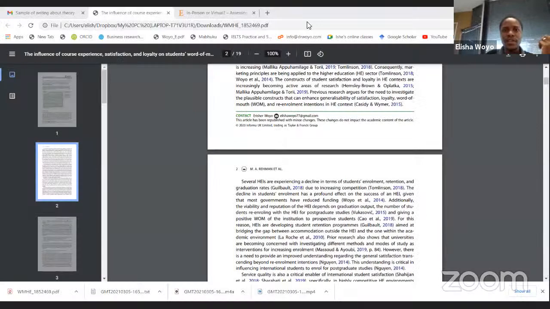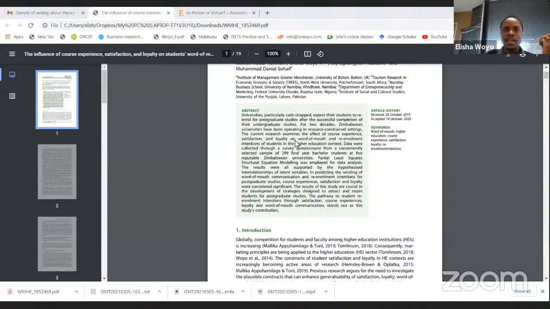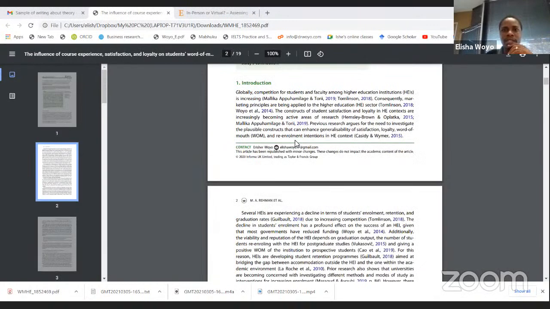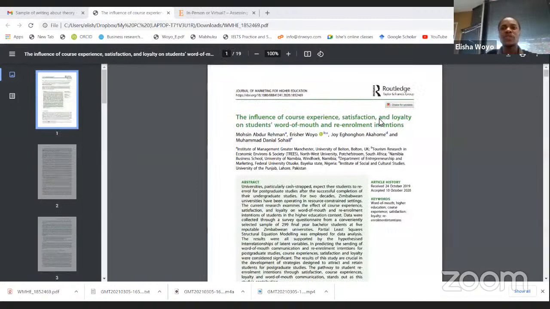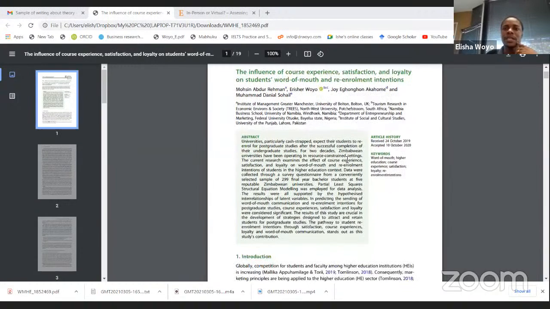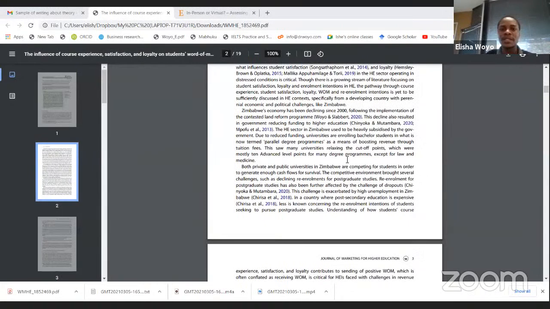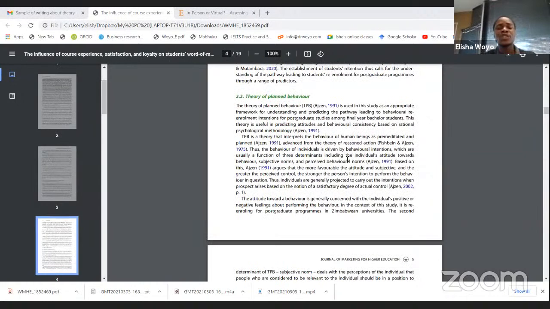So this is a study we conducted at some point. I hope you can see it. In this particular study, because we were measuring the influence of course experience, satisfaction, and loyalty on students' word of mouth and re-enrollment intentions, we found that it's better we use the theory of planned behavior. So when you write this section, you are not just entirely reproducing what the theory says. You need to show why this theory is appropriate for grounding the study that you are doing.